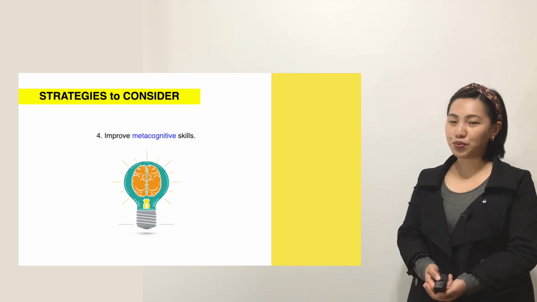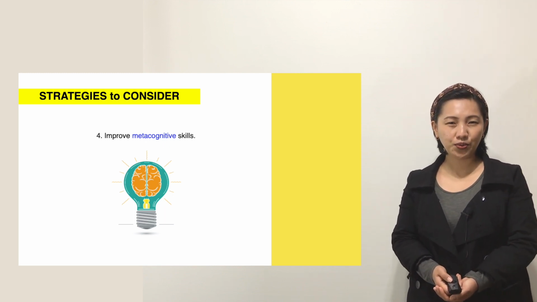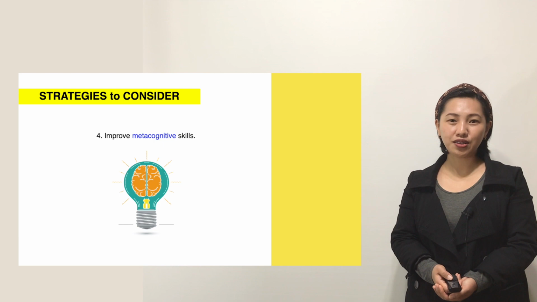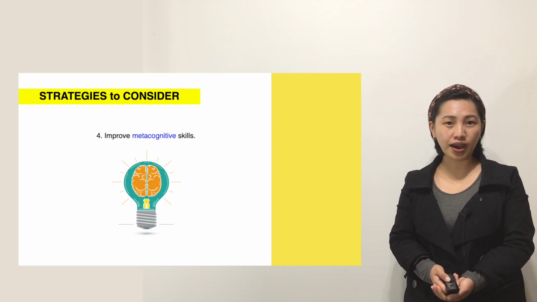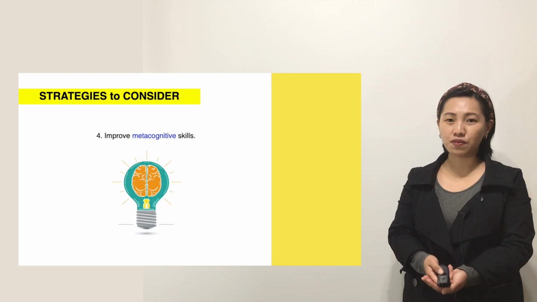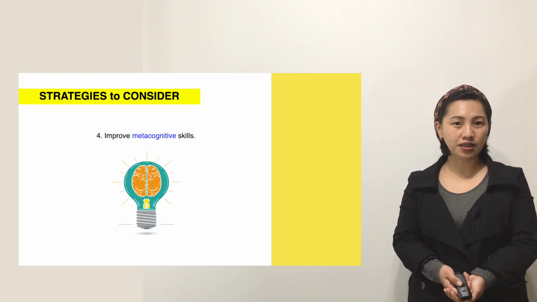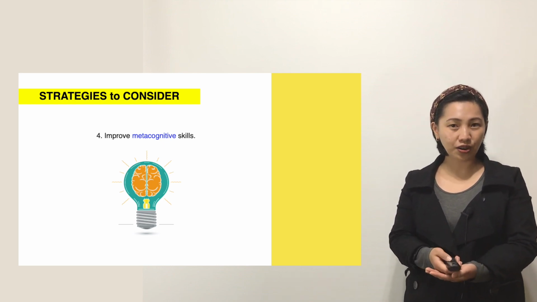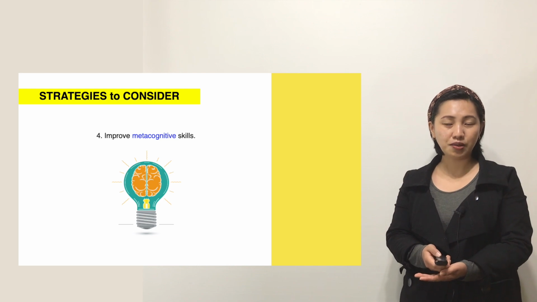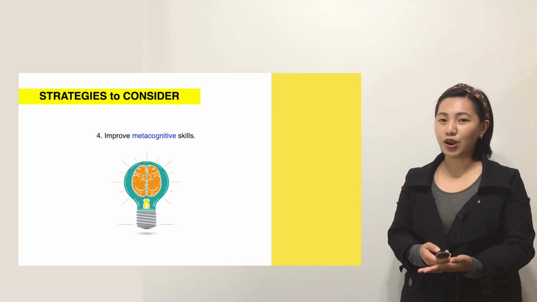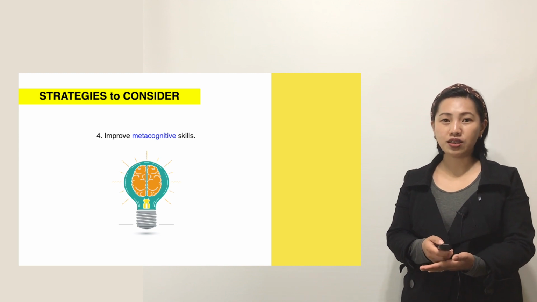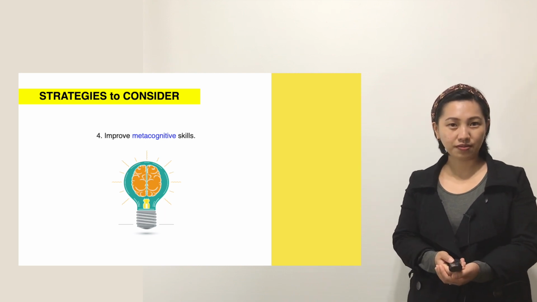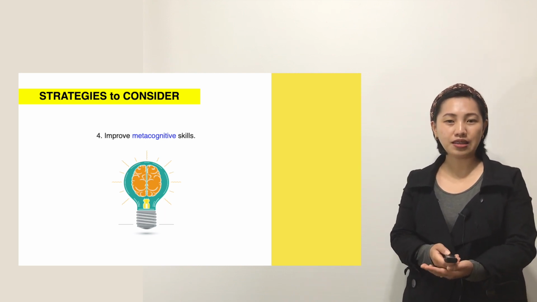Number four, improve metacognitive skills. What are metacognitive skills? Metacognitive thinking is simply the awareness we have of our ability to process information. Examples are identifying our learning needs and strategies, planning tasks, monitoring our mistakes, evaluating successes and failures, and arranging our schedules. Those are examples of metacognitive skills.